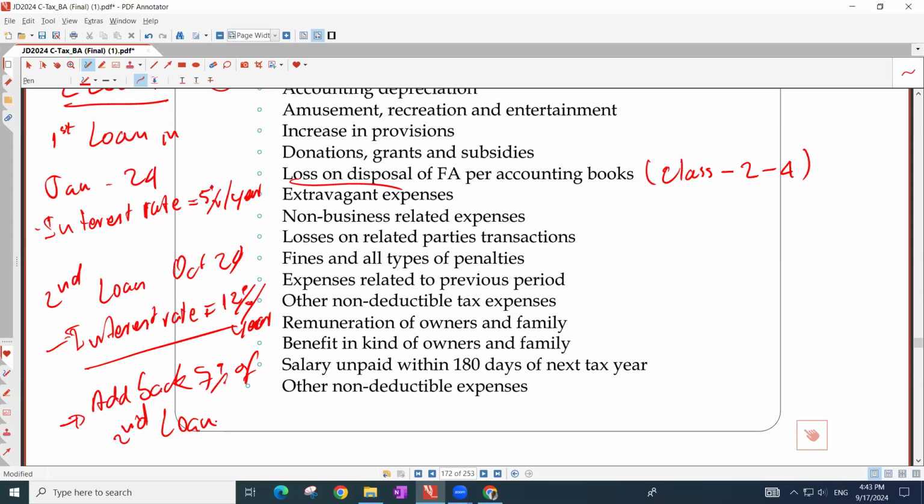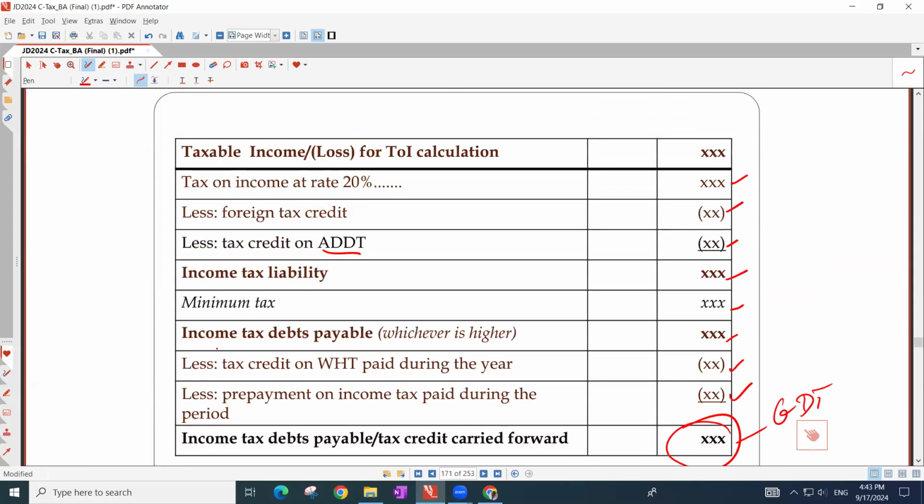Why do we have to deduct foreign tax credit before we compare with the minimum tax? Because the foreign tax credit is advanced tax, right? ADDT is also advanced tax that we pay, and that's why we can deduct it from the TOI liability before we compare with the minimum tax. Advanced means prepaid. We pay in advance, like an advance payment or prepaid.